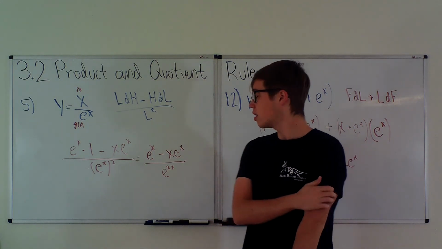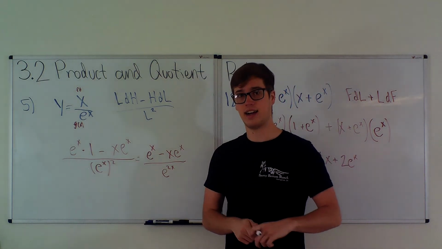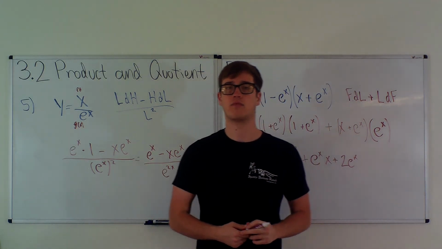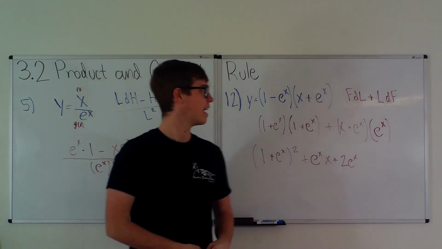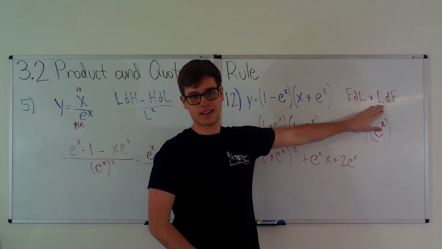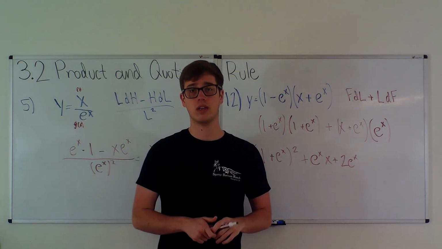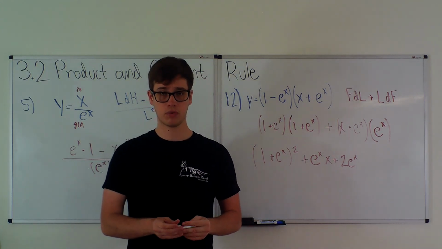Just remember, low d high minus high d low divided by the square below. I'm sorry, I just really like saying that. And then first d last plus last d first. Just remember those, and the quotient and product rule will be actually quite simple.